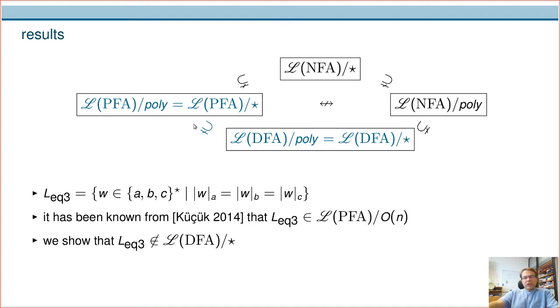Basically, how we show it is that we consider this language, which is the language of words that have the same number of A's, B's, and C's. And it has been known about this language that it can be recognized by a probabilistic machine with linear advice, using some more or less standard tricks from the randomized computation area. And what we show is that this language cannot be recognized by a deterministic machine with polynomial advice, which means it cannot be recognized at all.